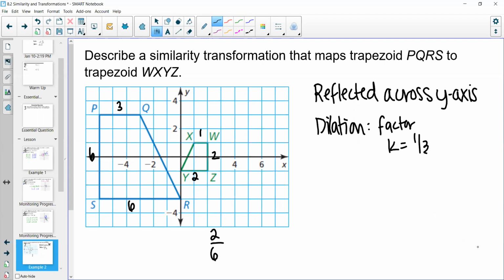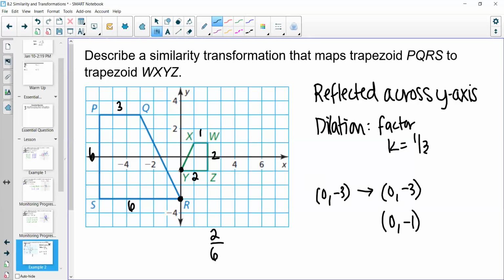So to get it from the blue trapezoid to the green trapezoid, what we have to do is reflect across the x-axis and then dilate it by a factor of 1/3. Now let's take a look at one point here and see if that will work. Let's take a look at the point R. Say we had our original R value. That one is the point 0, -3. If I reflected that across the x-axis, we would get 0, 3. And then if I multiplied that by a factor of 1/3, I would end up getting the point 0, 1. And bam, that's where we're at.